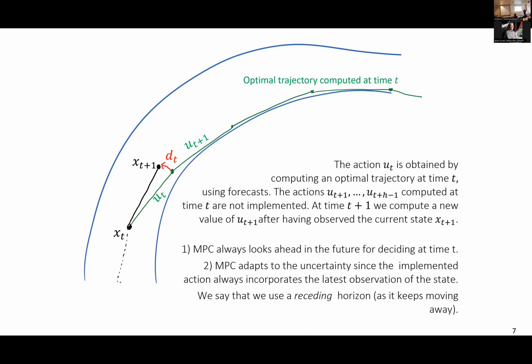Yes? Is it correct to say that the more accurate the model is, the more points in the future we would predict? Is it correct to say that the more accurate the model is, the more points we'll have in the future?